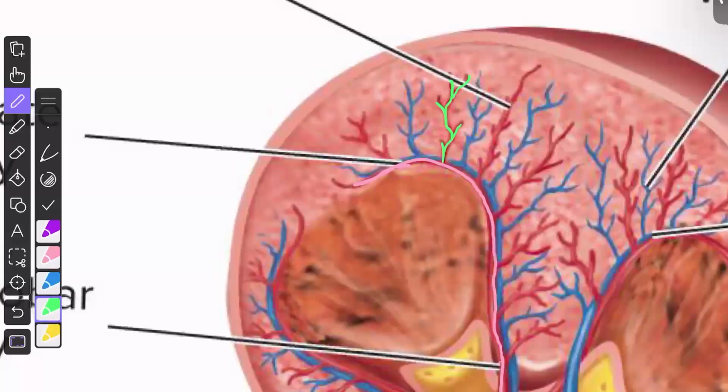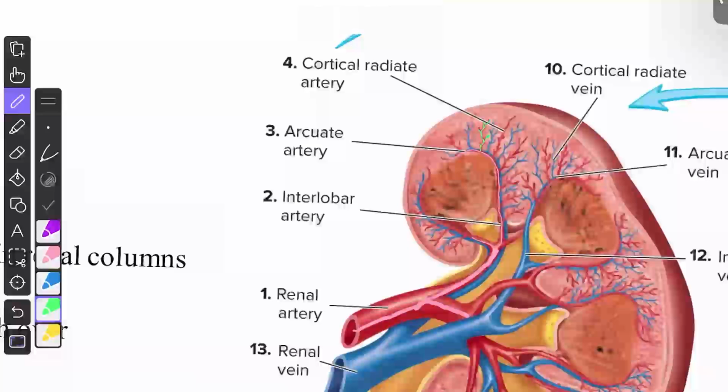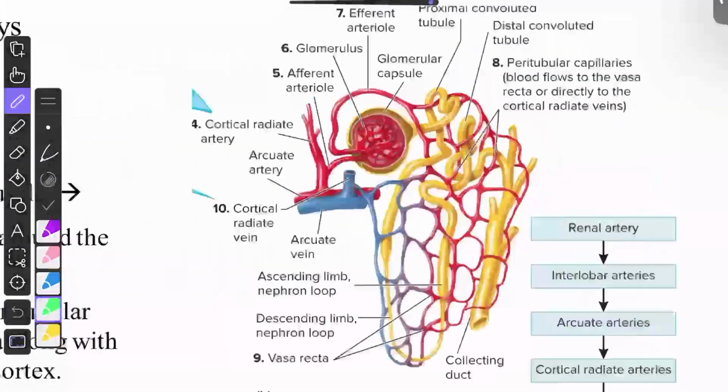Each of the branches that come off of the cortical radiate artery become afferent arterioles for the glomerulus. So each of these points, every place where you see a little branch, there is a glomerulus attached to this. There's a lot of them in there. 25,000 or some ridiculous number. Okay. So the afferent arteriole, I'm going to step forward to the next slide so we can see this.